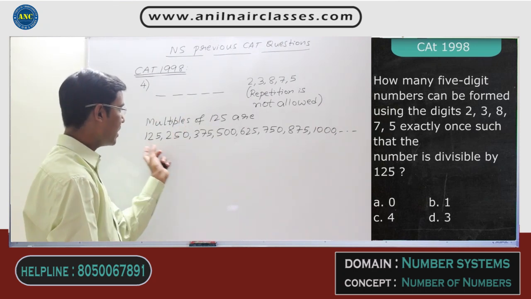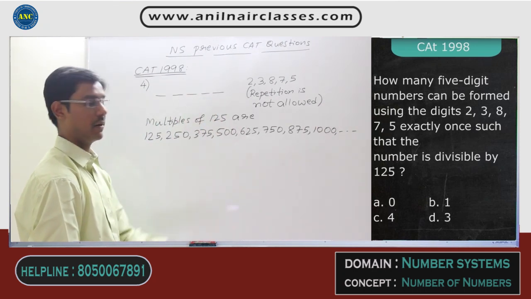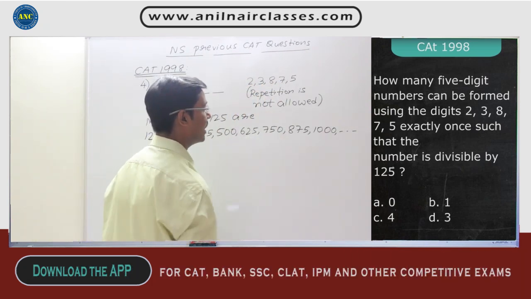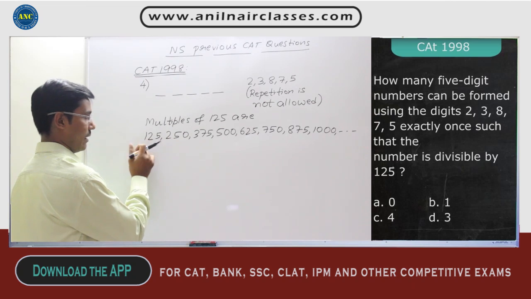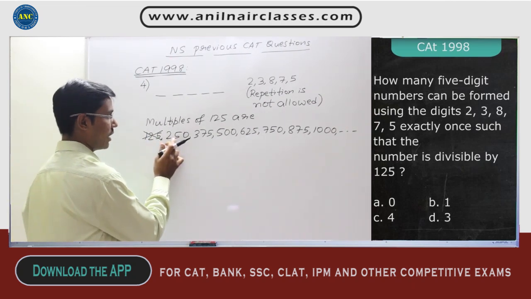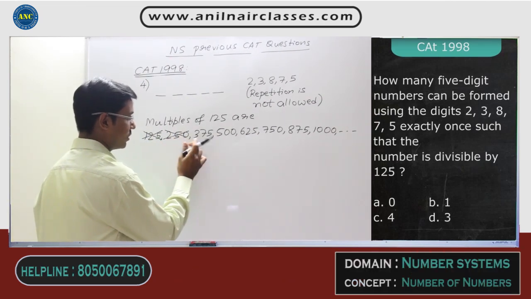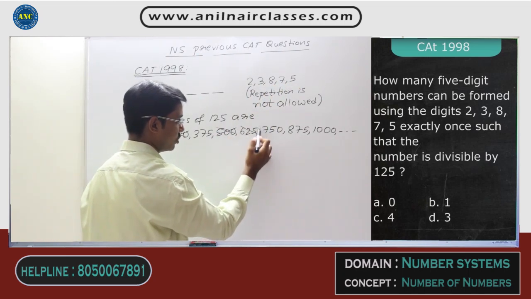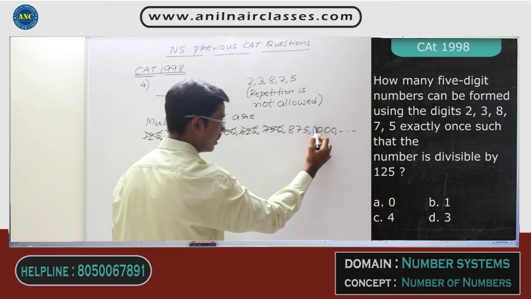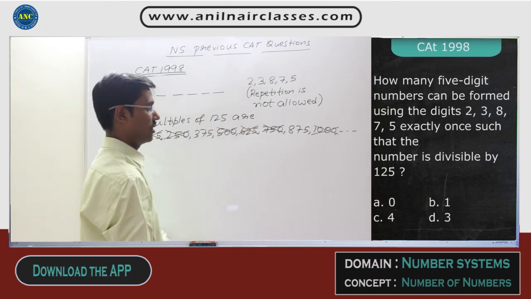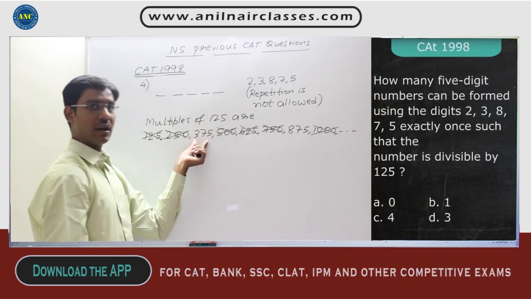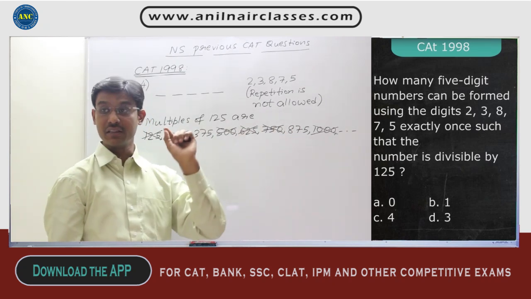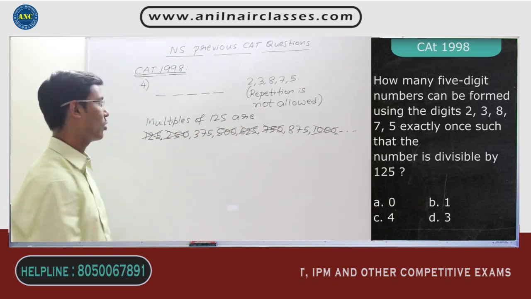Now see here, any of these should come and sit in the last three places. They are telling that you should only use the digits 2, 3, 8, 7, 5. But I don't have 1, so it is ruled out. I don't have 0, so it is ruled out. 375, I can use it. This is a possibility. 500 ruled out. 625 ruled out. 750 ruled out. 1000 also ruled out because 0 is not there. That means I can use the last three digits as either 375 or 875. These are the only two possibilities.